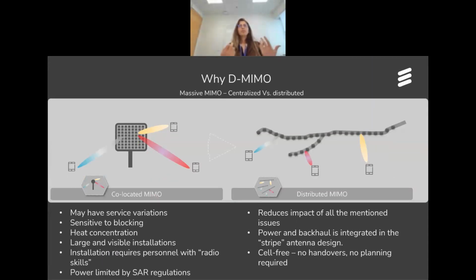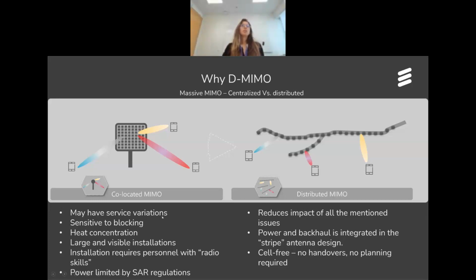So we know that massive MIMO, offering the beamforming possibilities, is the fundamental feature of 5G. And currently we have these centralized solutions, and it's a very great solution, but we are thinking to improve it for certain use cases that I have addressed.